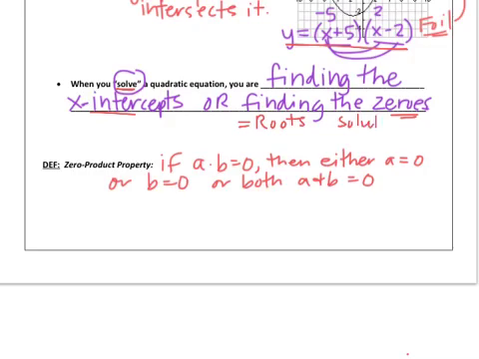Okay, so what are the solutions of this function? What are the roots of this function? What are the zeros of this function? That all means the same thing. It all means what are the x-intercepts? Where does the graph hit the x-axis?